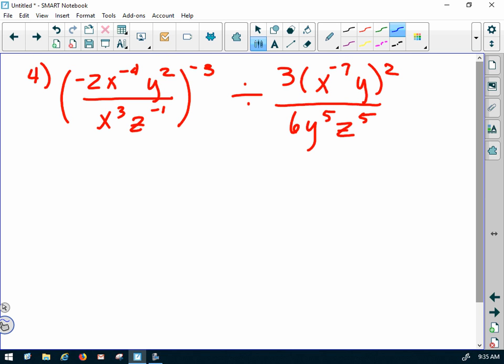So I need you to keep in mind that as we clean this second fraction up, we're ultimately going to have to multiply by the reciprocal, so don't forget that. Okay, let's look over here at this first fraction. We're raising all this to the -3 power, so let's do the power of a product and the power of a quotient because we've got a fraction.